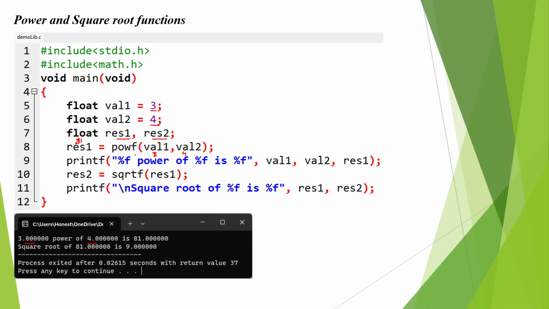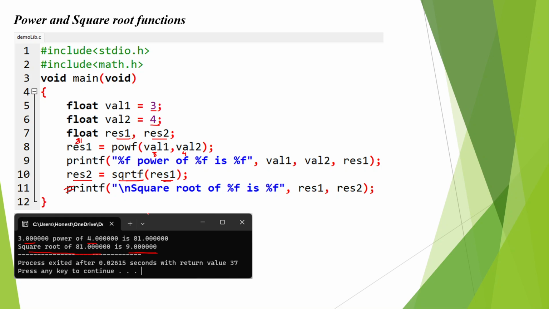Then for the result we got, we are trying to find the square root, because result1 is a float type variable. We need to use sqrtf, square root float, and we are calculating the square root of result1. What is result1 here? We have 81, and we know that the square root of 81 is 9. So here you can see the square root of 81 is 9, and with this printf statement, we are printing it.